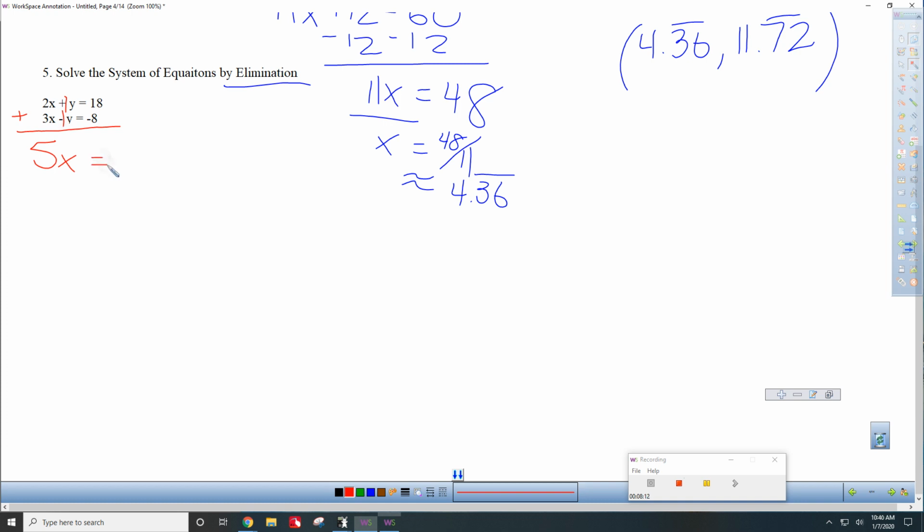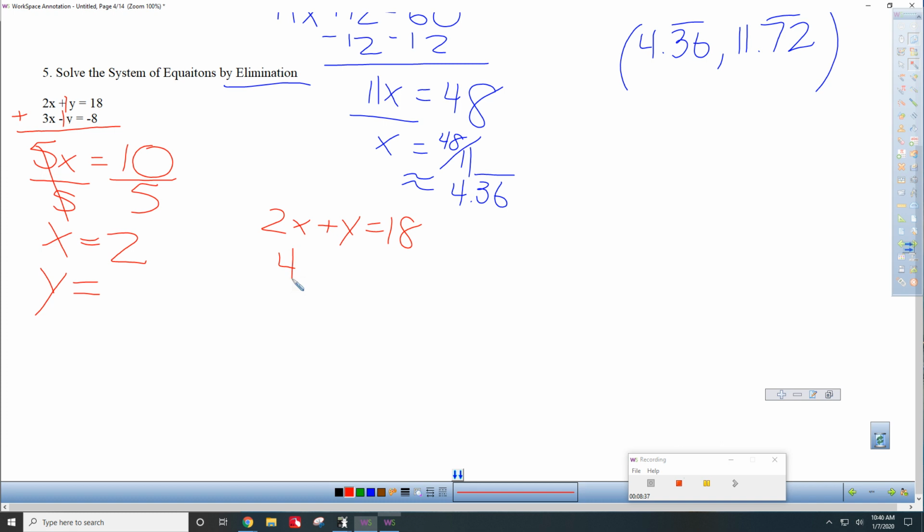18 plus negative 8 is 10. Well, this is an equation we can solve now. Divide each side by 5. And you get x is 2. Therefore, y equals, well, we got to plug it back in. So I'll just use the first one. X is 2, so that's 2 times 2 is 4. Subtract 4 from both sides. And you get y is 14.